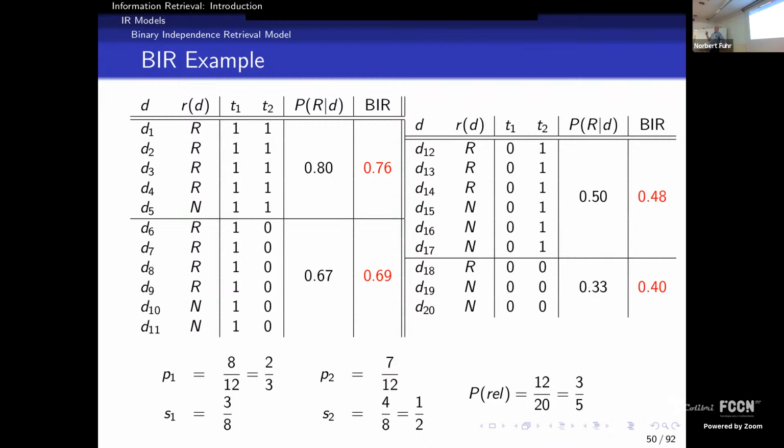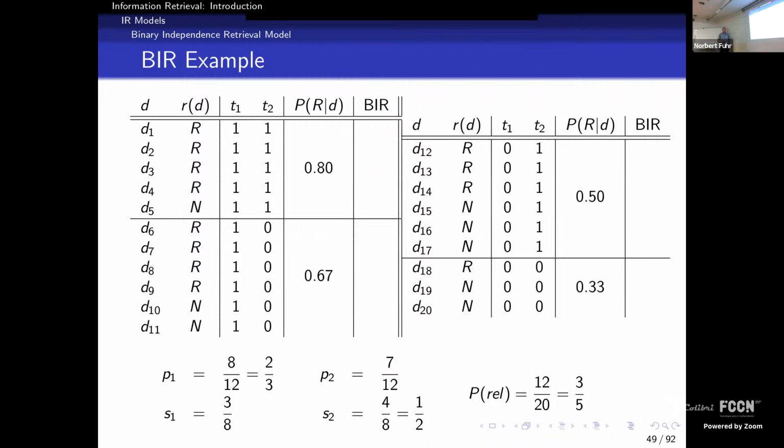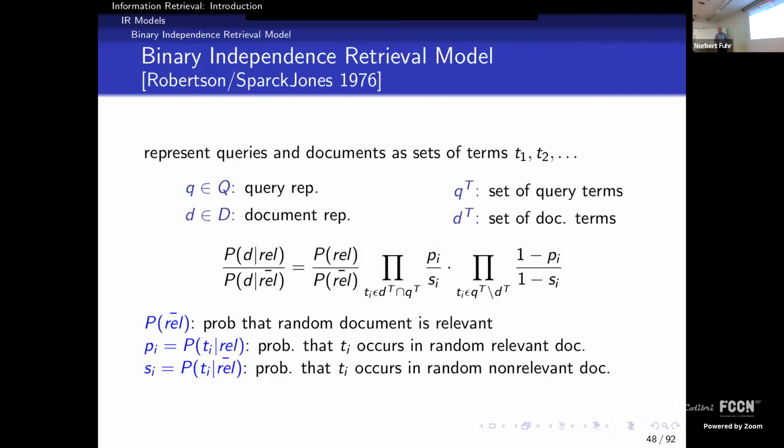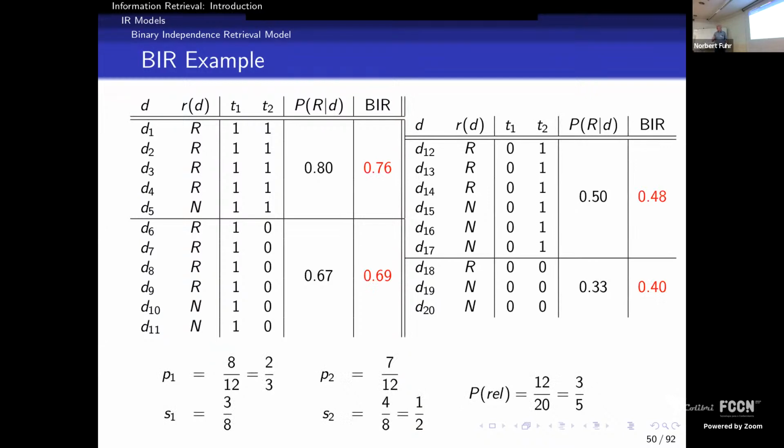But the model makes certain assumptions, namely about the independence, stochastic independence of distribution. I didn't mention this explicitly, but these products that we have here are based on the assumption that the two terms are independently distributed, both in relevant and non-relevant documents. And that's not completely correct. That's just an approximation to reality. And that's the reason why the values computed by this model are not the exact values that we should get.